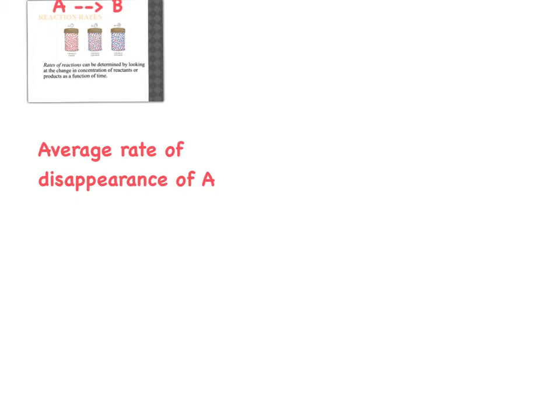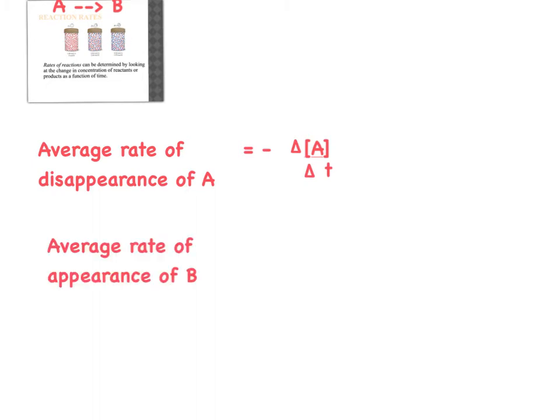In our hypothetical reaction, if we wanted to look at the average rate of the disappearance of our reactant A, we would express that mathematically as negative, since it's disappearing, the change in the concentration of our reactant A divided by the change in time. We can also relate our rate of reaction as the appearance of our product, in this case B, expressed mathematically as, this time a positive value, since this is appearing, the change in concentration of B over the change in time.